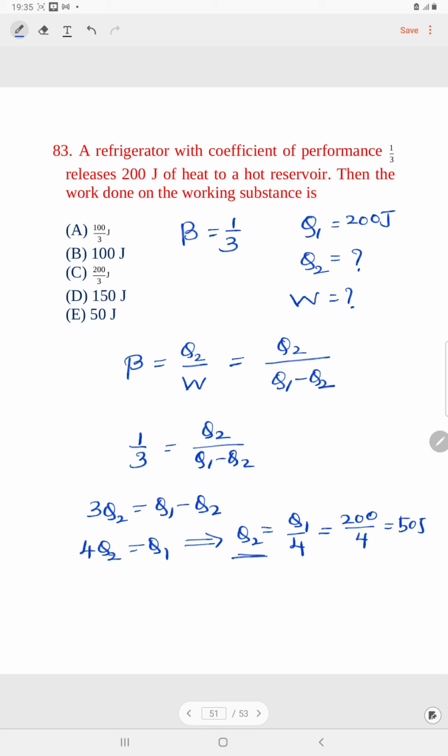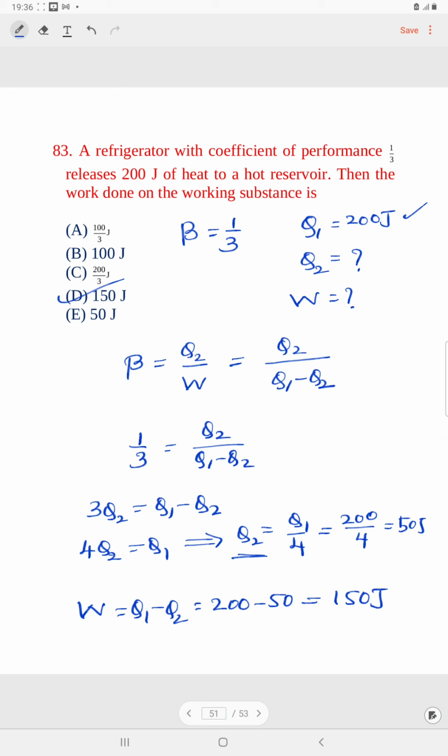This is Q2. As I know already Q1 value is 200 joule, then work done here is equal to Q1 minus Q2, where Q1 is 200 and Q2 is 50. 200 minus 50 is 150 joule. That is, option D is the correct answer. So 150 joule is the work done.